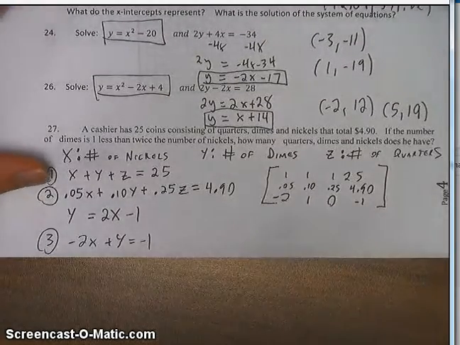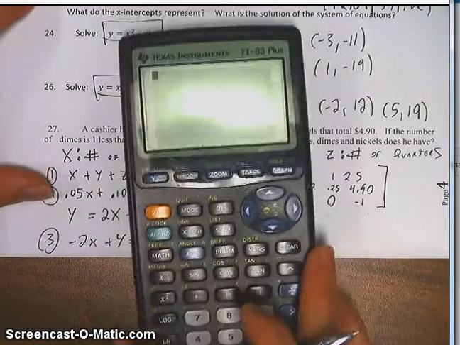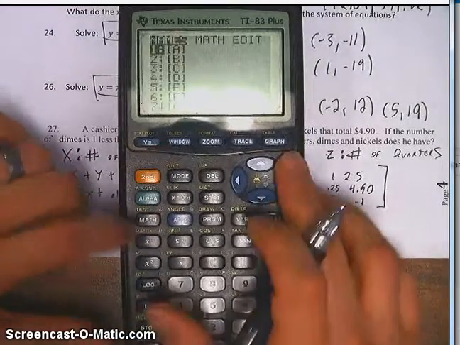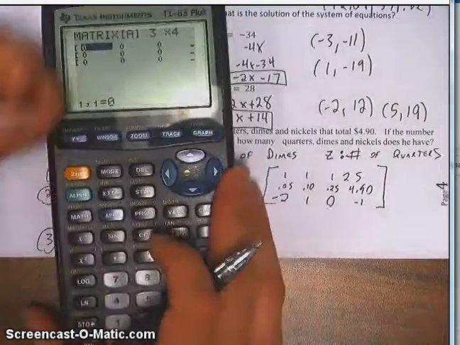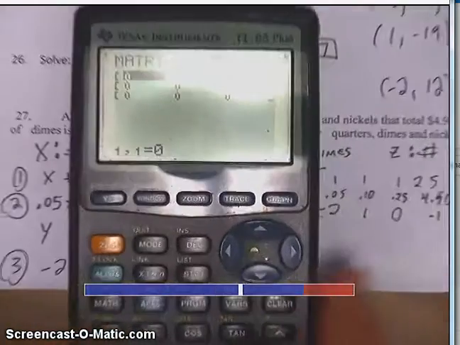So I'm going to go to my calculator and I'm going to type it into the matrix. I'm going to go second matrix, edit, make this a 3 by 4 matrix, and I'm simply going to type in the augmented matrix that I just wrote.